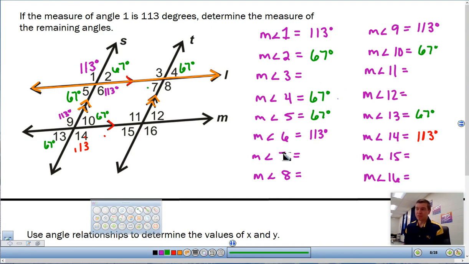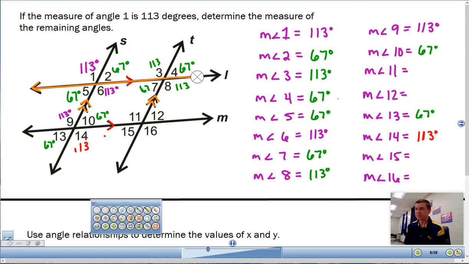That means angle 7 would also be 67 degrees because of vertical angles. And then 7 is supplementary to angle 3, which means it's 113. And 8 is also 113. We just have 4 angles left. Let's try getting to this next group in a different way. We'll look at a different transversal here.